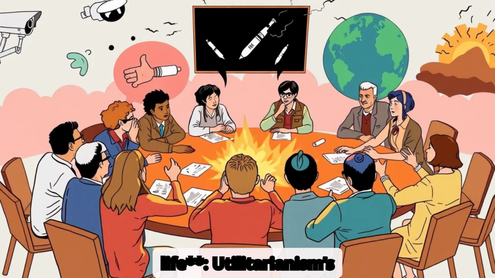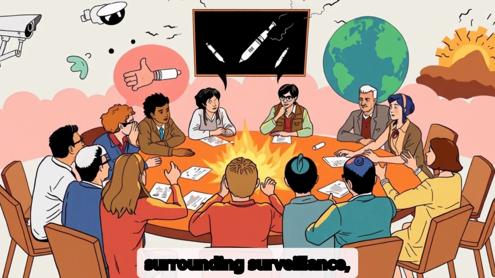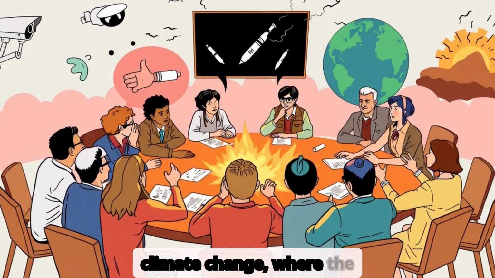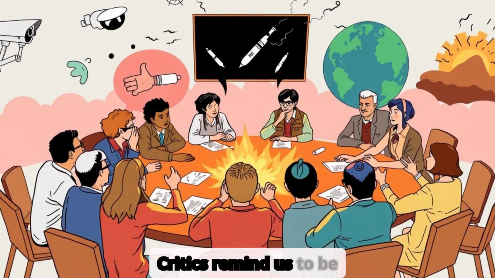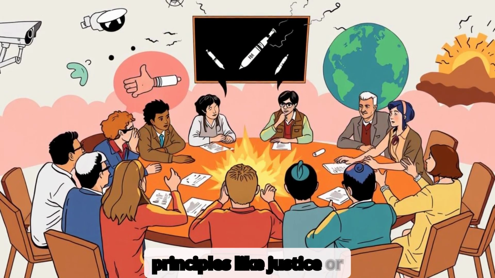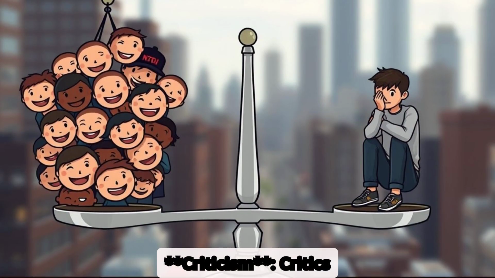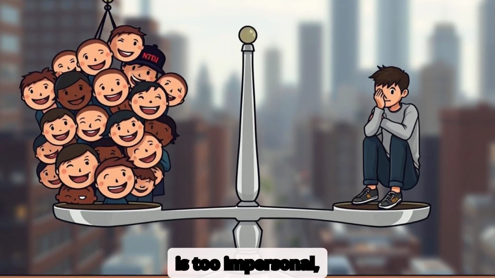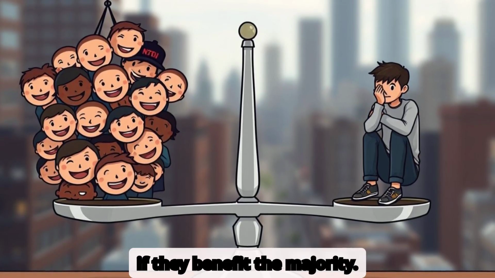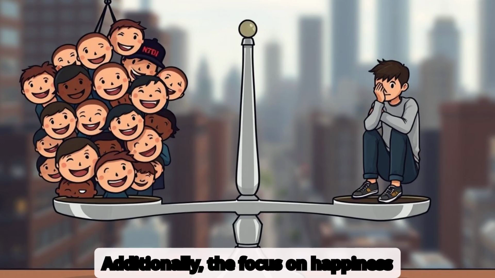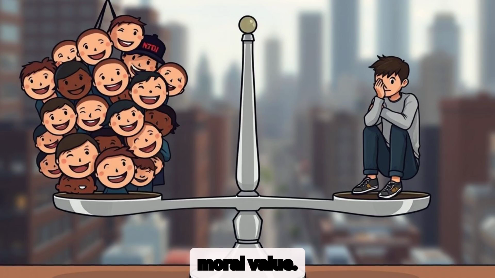Relevance for everyday life. Utilitarianism's emphasis on the greater good is often invoked in policy debates, such as those surrounding surveillance, vaccination programs, or climate change, where the interests of the majority may conflict with individual rights or freedoms. Critics remind us to be cautious of sacrificing moral principles like justice or fairness for the sake of aggregate welfare. Criticism. Critics argue that utilitarianism is too impersonal, overlooking moral obligations to individuals and potentially allowing moral atrocities if they benefit the majority. Additionally, the focus on happiness can lead to debates about what happiness means and whether it is the most important moral value.